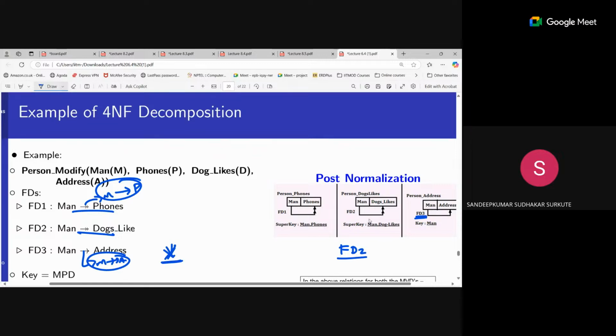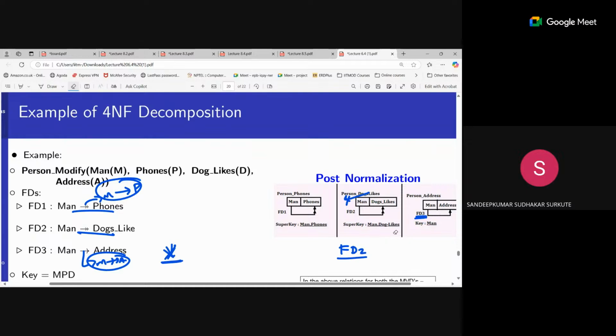I want to say that because man uniquely is not determining the tuple, man is not a key. Combined key, I understood, but 4NF doesn't say alpha and beta together have to form the key. 4NF here is saying man determines dog likes in this case. There is no FD for this relation. This is not applicable here, right? Man determines dog likes. I got it. Man determines dog likes is not a key, is not a dependency here.